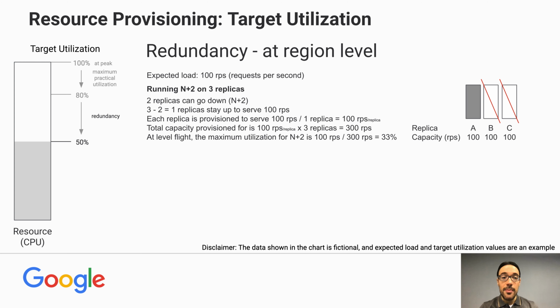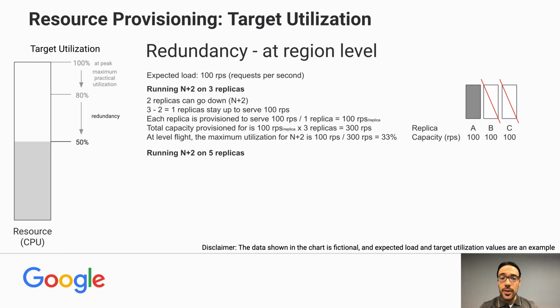For a metric on efficiency, the maximum CPU utilization at level flight is approximated as the total incoming load divided by the load the service is provisioned to serve when all replicas are up. This is just an approximation because resource utilization may grow non-linearly compared to requests. In this case, the maximum CPU utilization is 100 divided by 300, that is 33%. That means when all replicas are healthy, they should never go above 33% CPU utilization for the service to be running at n+2. That is a quite low and inefficient utilization.